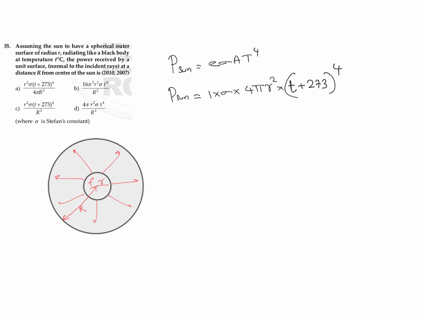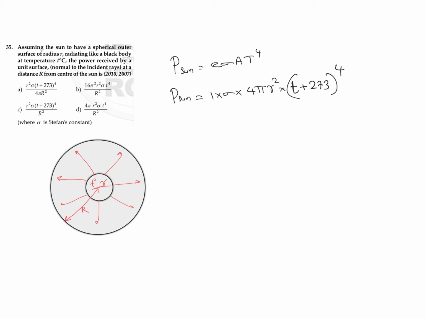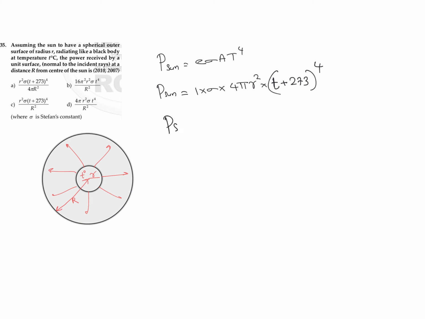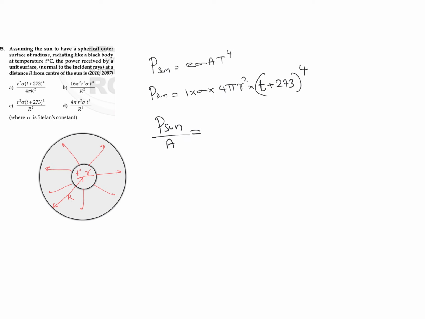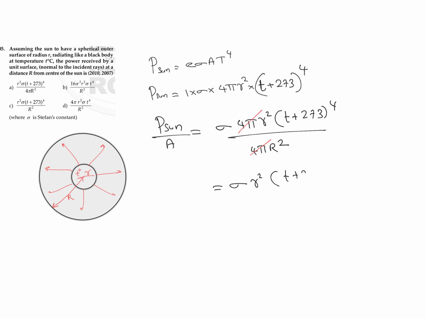Now we have to find out the value of power received by a unit surface, meaning a surface of unit area. So we can write the value of power per area. We can say that the total energy is going to spread over a sphere of radius, let's say, capital letter R. So we can write this as equal to sigma into 4 pi r square into (T plus 273) raised to 4, divided by the area of the surface over which it is going to spread, which is 4 pi capital letter R square. So the 4 pi and 4 pi we can cancel, and this is sigma into r square into (T plus 273) raised to 4, divided by R square.